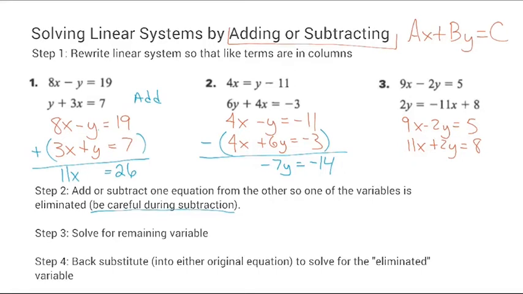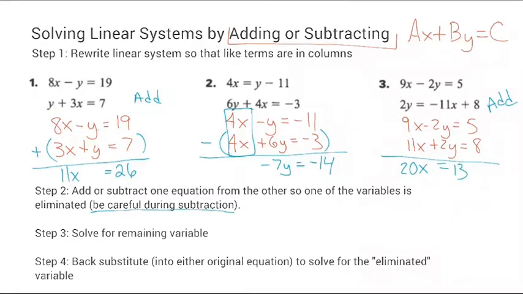So again, I'm not doing steps 3 and 4 yet. I'm just showing you how you determine whether you add or subtract. If you have the coefficients that are the same with opposite signs, you're going to add. If the coefficients are the same with the same sign, you are going to subtract one from the other. So in this case, I'm going to add. 9 plus 11 is 20. Negative 2y plus 2y is 0. 5 plus 8 is 13.